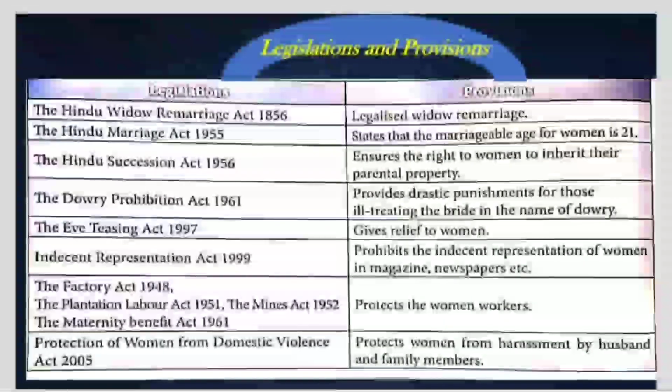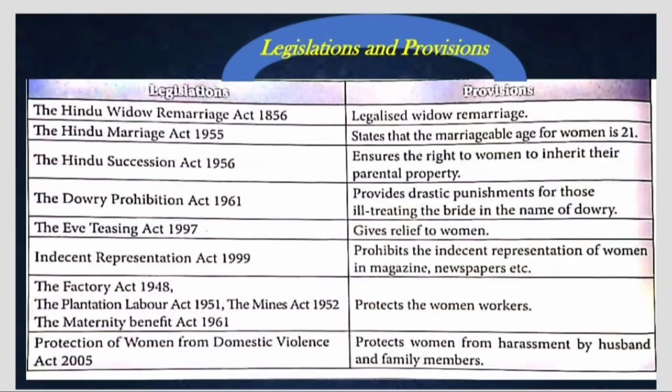It ensures the right of women to inherit their parental property, பெண்கள் தங்கள் பெற்றோர்களின் சொத்தினை மரபு வழியாக பெறுவதை உறுதி செய்கிறது. Fourth one, the Dowry Prohibition Act 1961, வரதட்சணை தடை சட்டம். It provides drastic punishments for those ill-treating the bride in the name of dowry. வரதட்சணை என்ற பெயரில் மருமகளை மோசமாக நடத்துவதற்கு கடுமையான தண்டனை வழங்குகிறது.